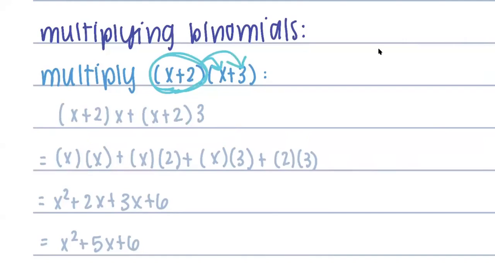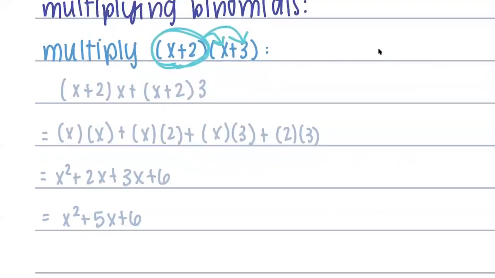Then we distribute that out. So x times x plus x times 2, which is what you see here. And then 3 times x plus 3 times 2, which is what you see here. And then you multiply that: x squared plus 2x plus 3x plus 6. So when you multiply that out, you have x times x is x squared. x times 2 is 2x. x times 3 is 3x. And 2 times 3 is 6.